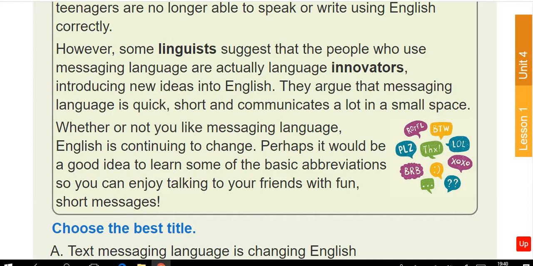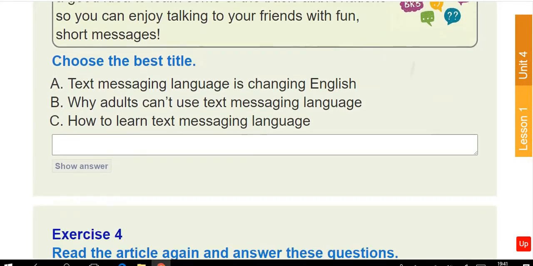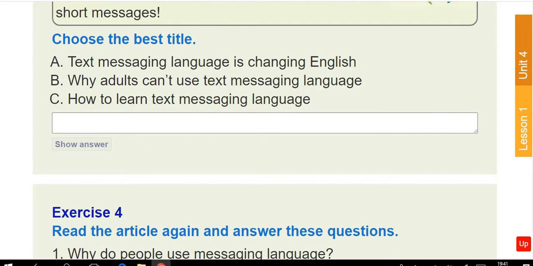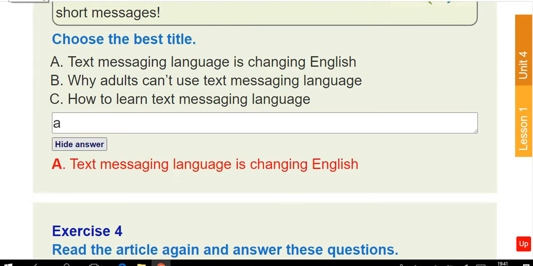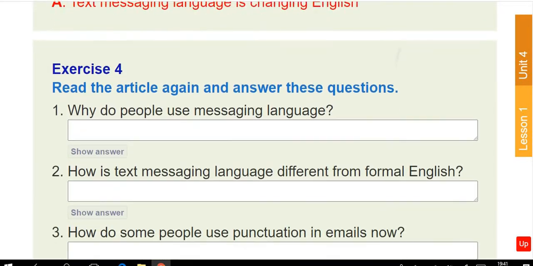Actually, from my point of view, man continues to live, and the world is continuing to go on. So I think languages are going to have a lot of innovations in the next few years. Now, choose the best title for the passage. Yes, it's A. That's correct. Text messaging language is changing English.